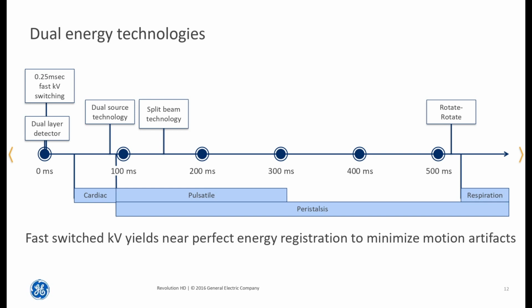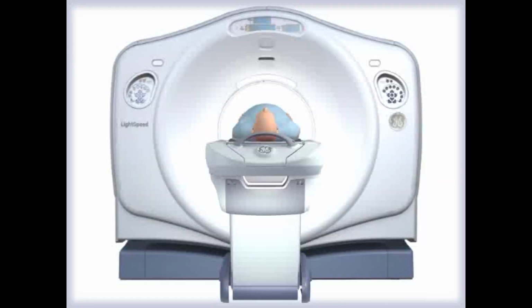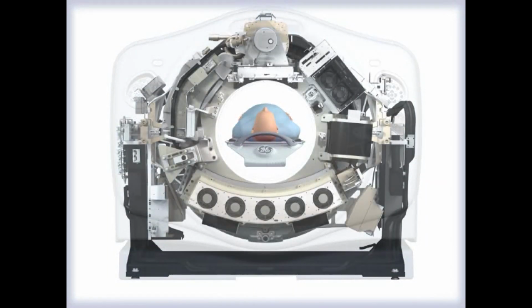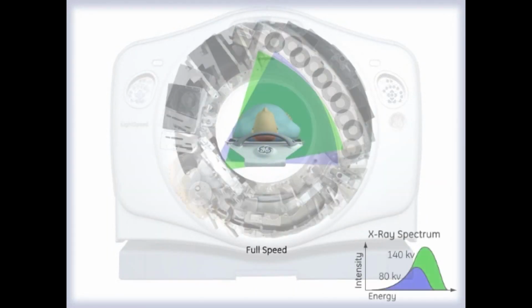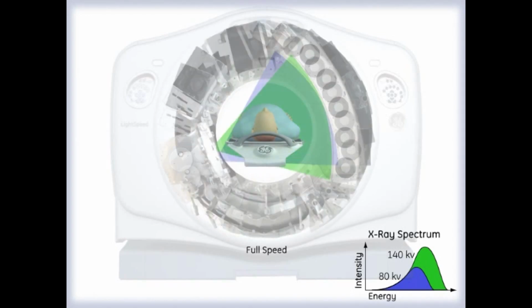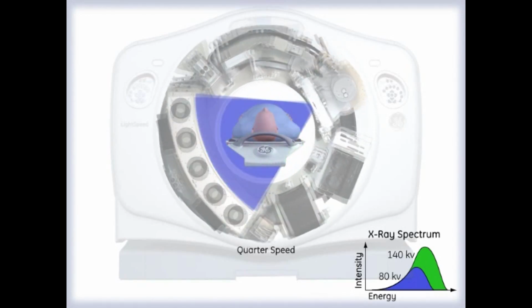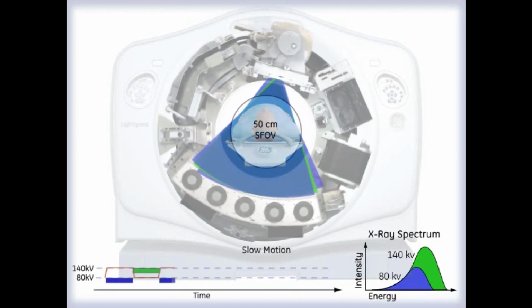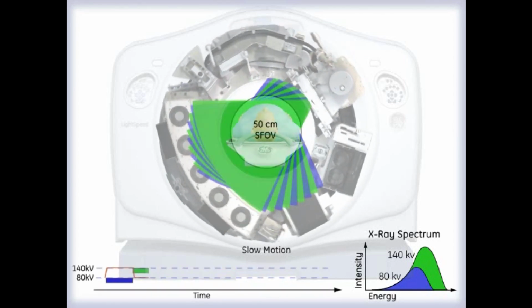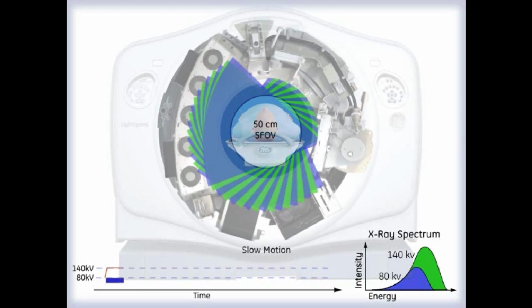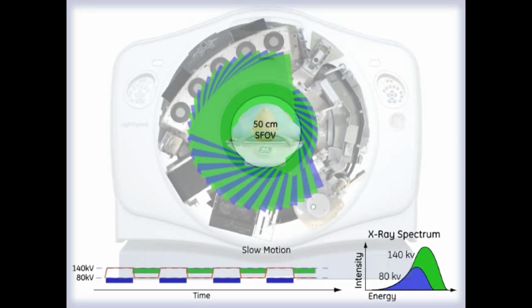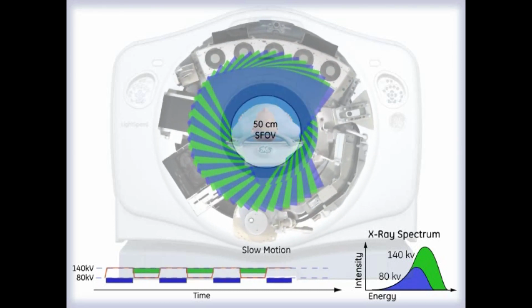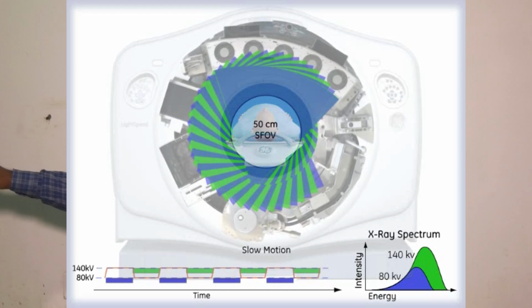So you can see the animation. Green and blue. Green is high KV, blue is the low KV. If I show it very slowly, this is how the attenuation happens. Can you see this curve? Can you see the graph? When 80 is there, 140 is not there. When 140 is there, 80 is not there. That means your dose will be neutral. That's why it's called dose neutral dual energy.